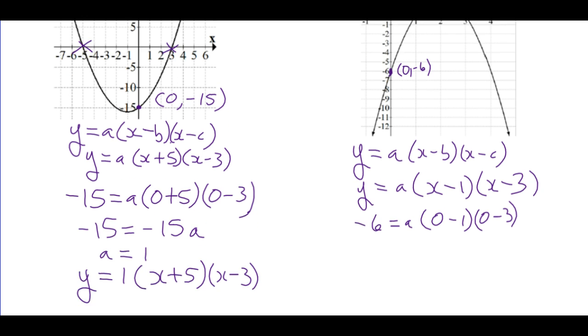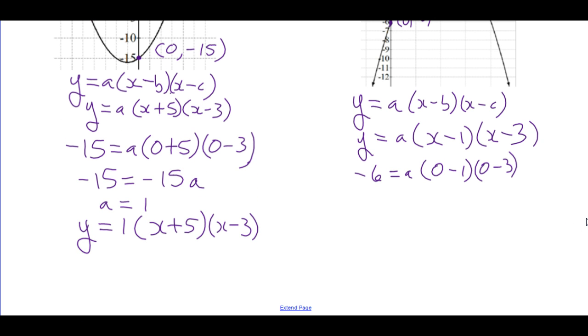So since we know the y-intercept, we know that when x is 0, y is negative 6. And we get negative 6 is equal to, okay, negative 1 times negative 3 is positive 3. So we get negative 6 is equal to 3a. What's a? How do you get that? 0 minus 1 is negative 1. 0 minus 3 is negative 3. Negative 1 times negative 3 is positive 3. So a is?